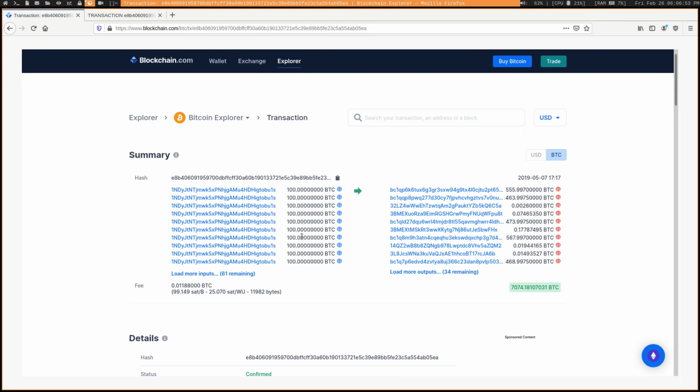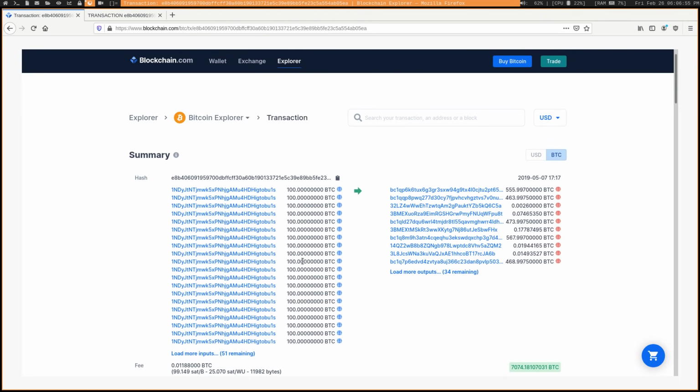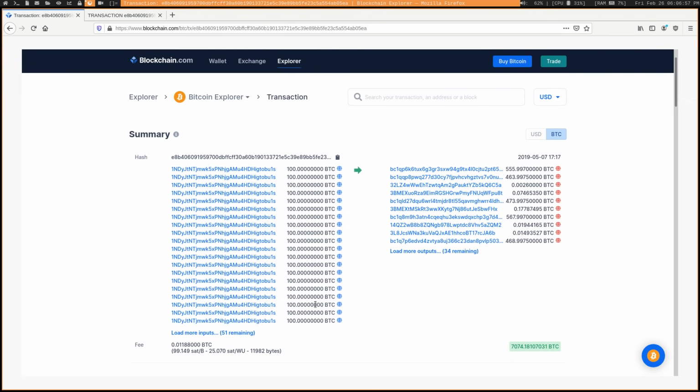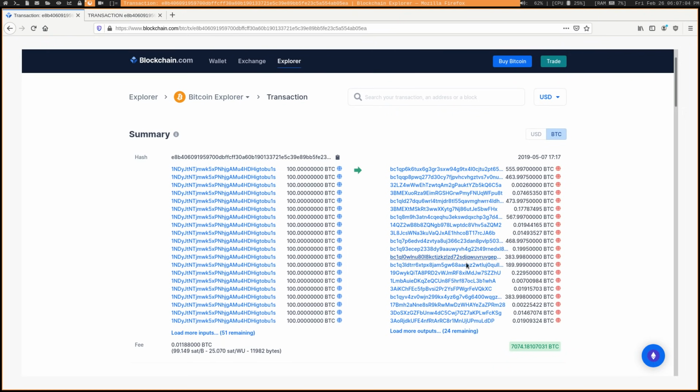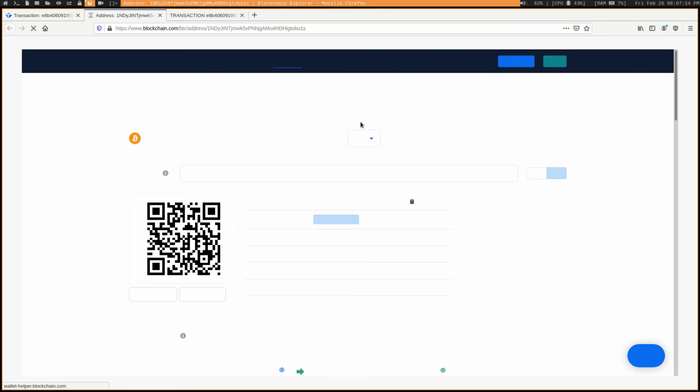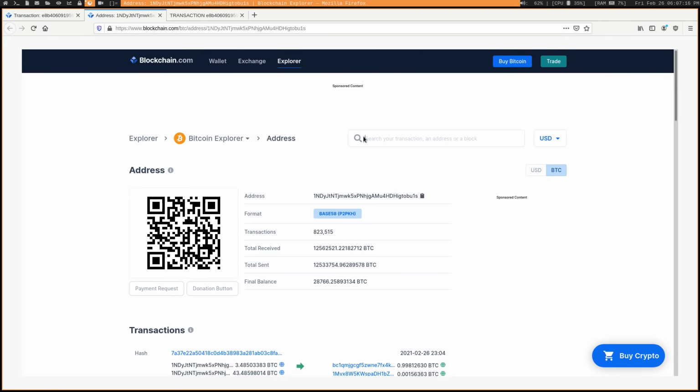So we see several inputs. I think all of them are 100 Bitcoins, yes. So many, many inputs, going to be about 70 in total. And then outputs going to various other addresses. Now we can tell that this is a crypto exchange's address by clicking into it and just taking a look at what's going on with it.